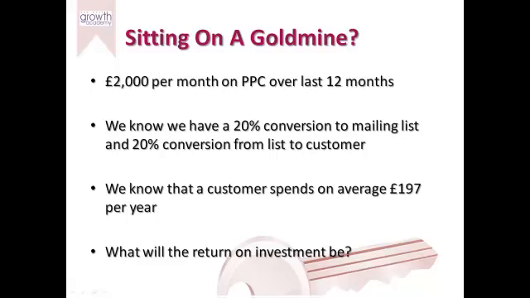So let's imagine we're spending £2,000 a month on a pay-per-click campaign, and we've done it for the last 12 months. We know, as I've said, we have a 20% conversion from clicks to the mailing list, and from the mailing list we have a 20% conversion to a customer over a 12-month cycle. And we also know that a customer gives us £197 per year, so that's their income for the year.